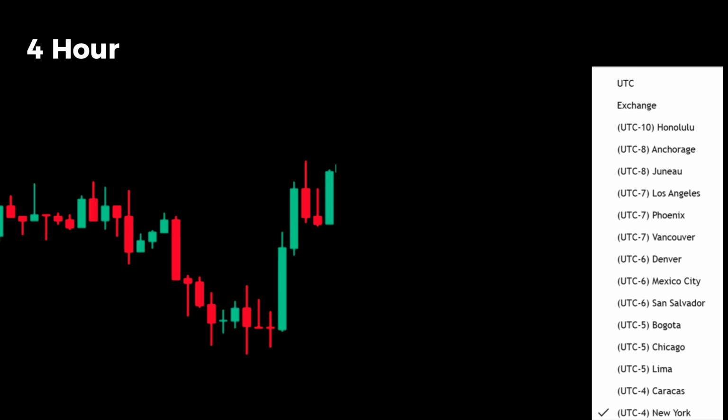So step 1, mark the high and the low of the first 4-hour candle of the day. Here's exactly how to do it. Open your charts and set the time frame to 4 hours. Then you need to go to the time zone setting in the bottom right corner and switch it to New York time. That part is super important. This strategy is anchored specifically to the New York time.